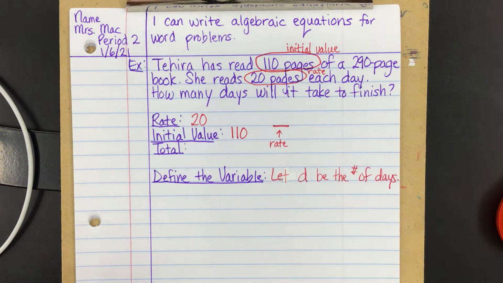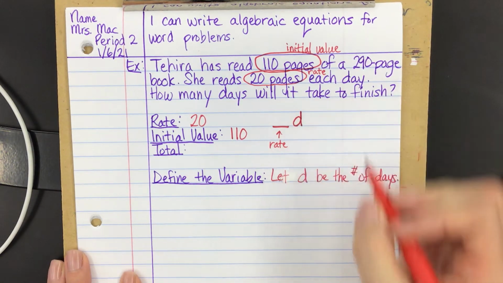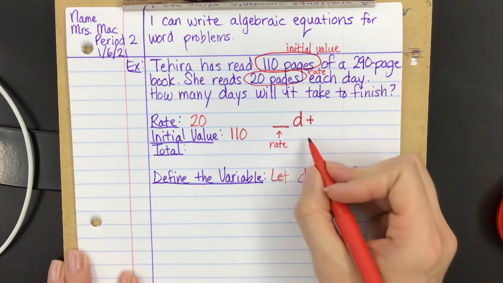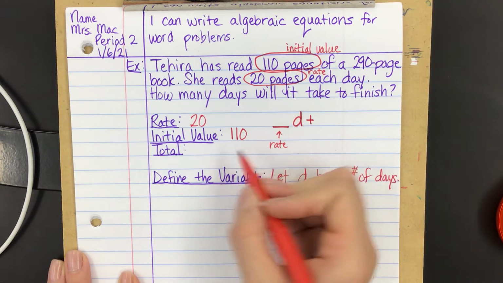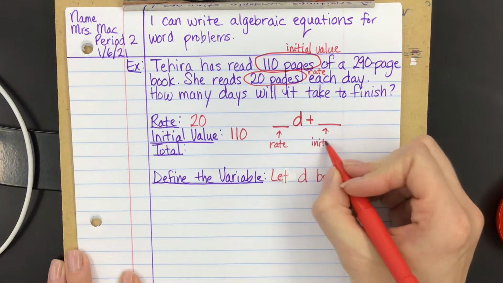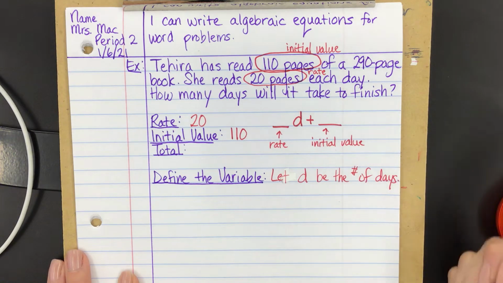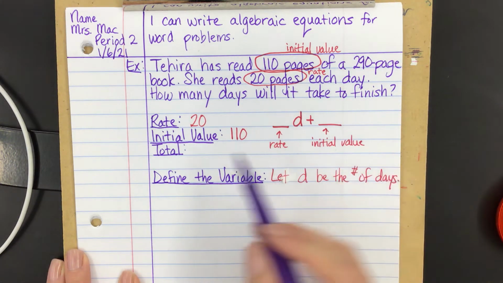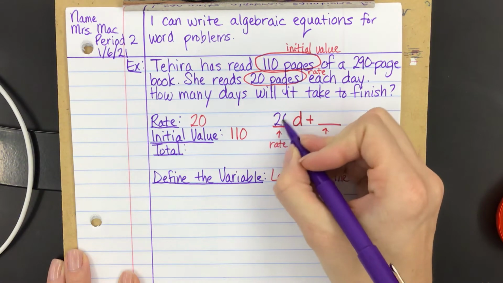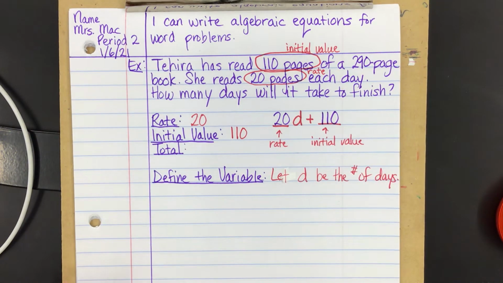Okay, so now that we have our variable, we're gonna multiply the rate times the number of days. And we always either are adding or subtracting whatever our initial value was. In this case, our initial value was 110. So we'll be plugging that in there. Do you guys remember this? Hopefully, you're not too rusty. Okay, so we're gonna multiply our rate times the number of days plus what she's already read, your initial value, okay? I'm really hoping you guys are already good on that part because we did it in the last unit.